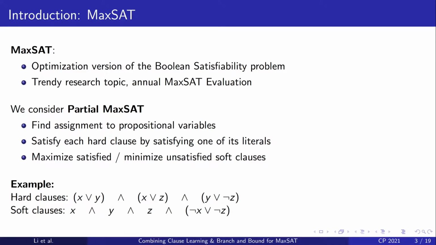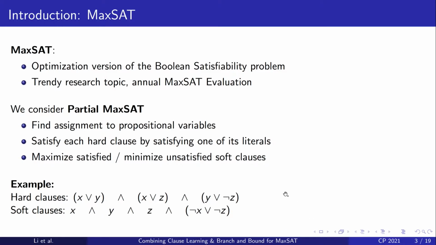So MaxSAT is the optimization version of the well-known Boolean satisfiability problem, SAT. And MaxSAT is a trendy research topic, with annual MaxSAT evaluations where the best MaxSAT solvers compete. And in particular in this work we focus on partial MaxSAT. Partial MaxSAT is the problem of finding an assignment for a set of propositional variables such that all the hard clauses of a set are satisfied, and we maximize the number of satisfied soft clauses, or what is the same, we minimize the number of unsatisfied soft clauses.